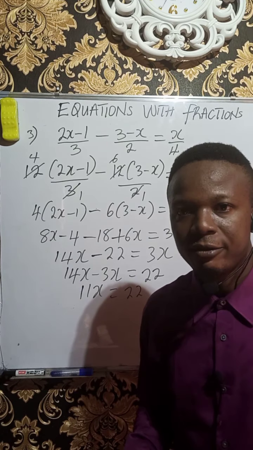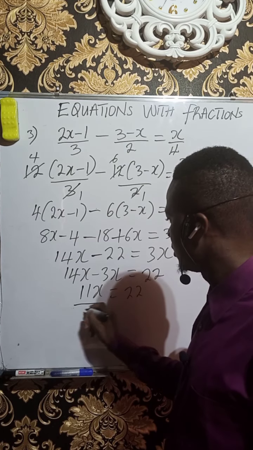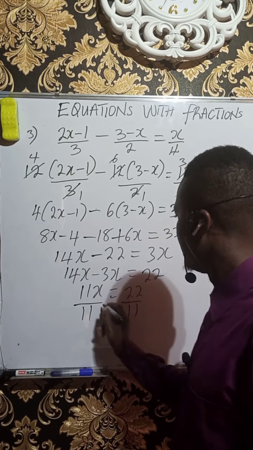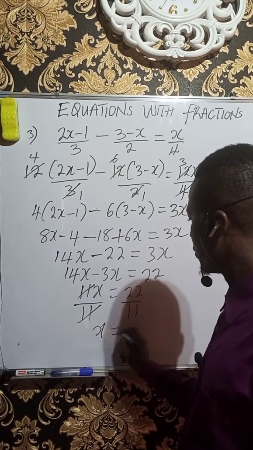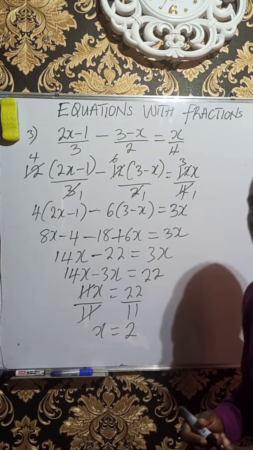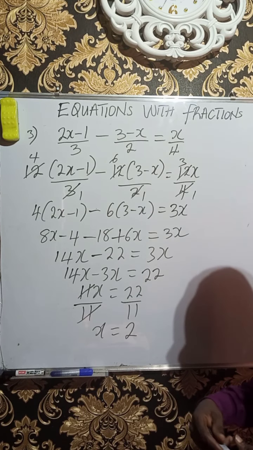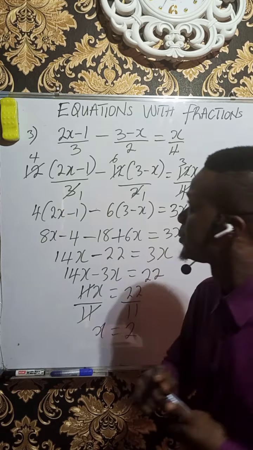So to get the value of x, I'll divide both sides by 11. So here I'll have that x is equivalent to 2. This is just the value of x because 22 divided by 11 is 2. So let us take one more question.